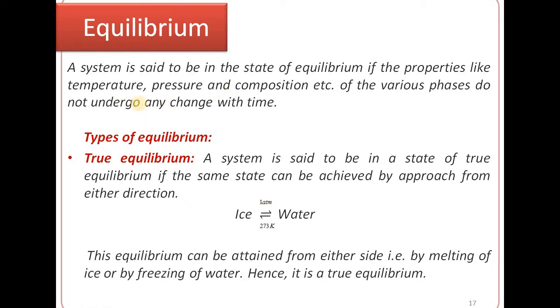First one, what do we mean by true equilibrium? A system is said to be in a state of true equilibrium if the same state can be achieved by approach from either direction. We can get the equilibrium from the forward direction as well as from the backward direction. So this is the state of true equilibrium. Ice and water are in equilibrium at a temperature of 273 Kelvin and a pressure of 1 atmosphere. This equilibrium can be attained from either side, either by melting of ice or by freezing of water. So it is a true equilibrium.